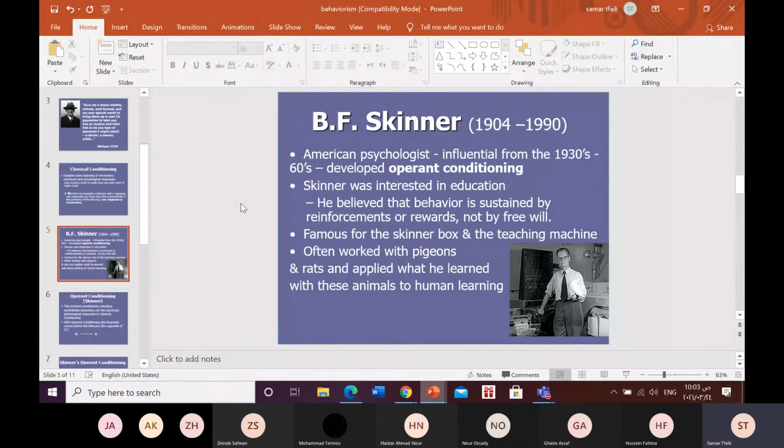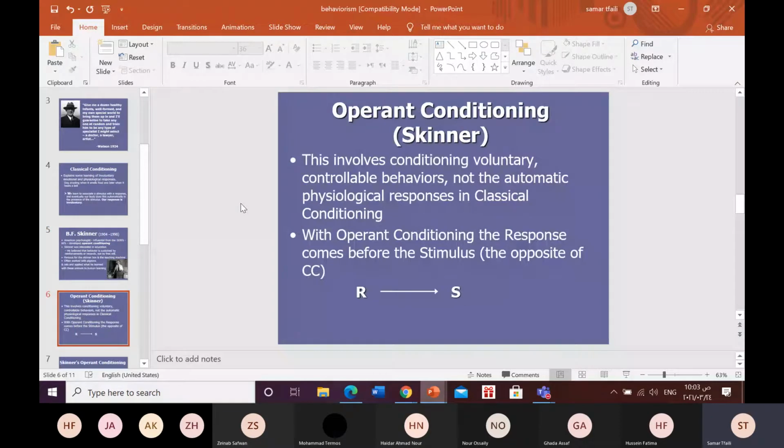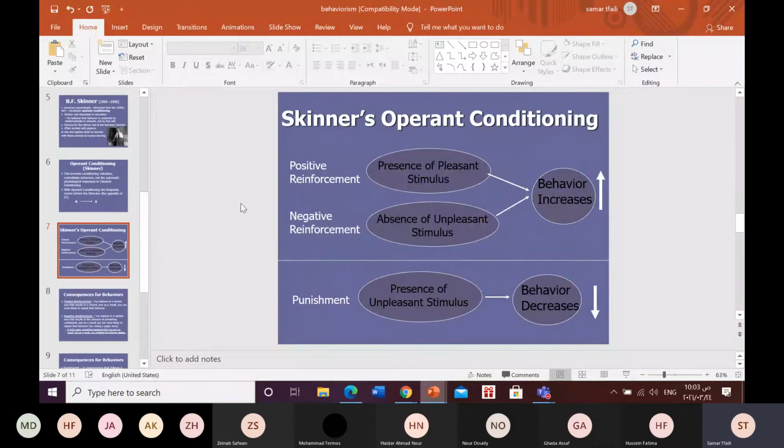We are also interested in Skinner's development of this same theory, which talks about operant conditioning, which is the inverse. In operant conditioning the response comes before the stimulus. Now I'm interested in the impact in the classroom. In operant conditioning we have to talk about reinforcement and punishment. We have two kinds of reinforcement: positive reinforcement and negative reinforcement.